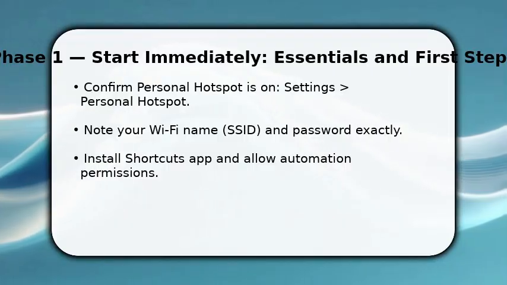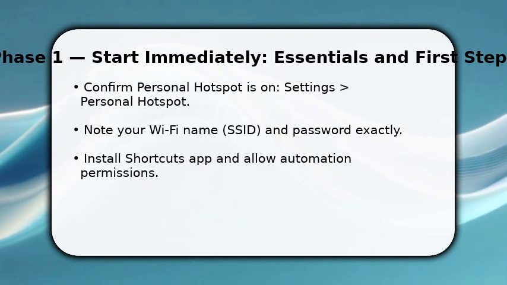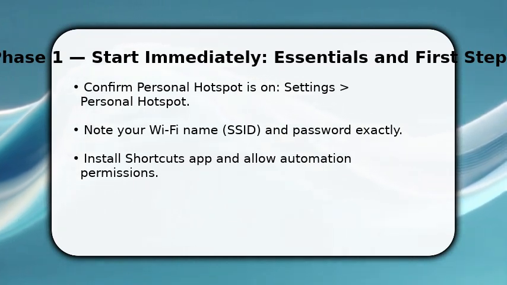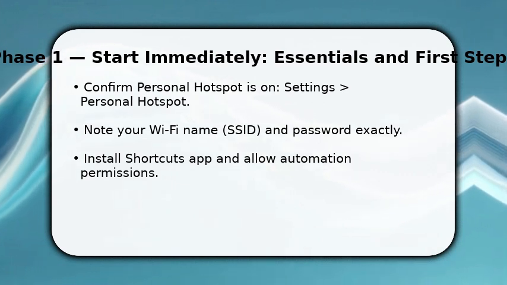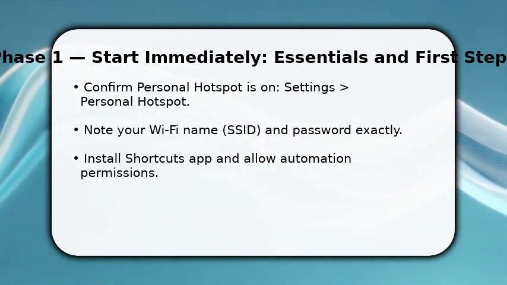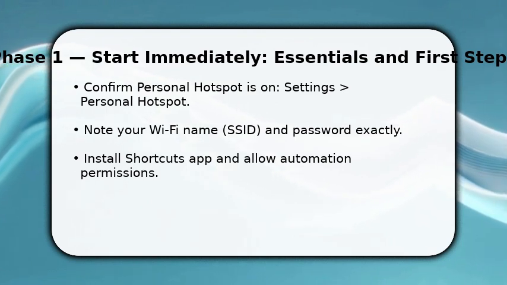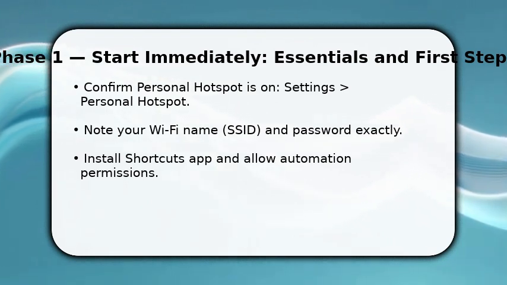You start by prepping the hotspot details so the shortcut can build a QR. Open Settings, turn on Personal Hotspot, and copy the Wi-Fi name and password. Do it exactly, since QR encodes text. Once done, make sure Shortcuts is installed and has permission to access photos and Wi-Fi if prompted.